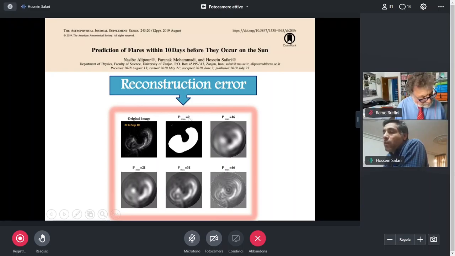For a maximum order number of 9, you see the overall shape of the feature appear, and by increasing the maximum order number, the fine structures and details of the image appear. We computed the reconstruction error, the difference between the original image and the reconstructed image. We found that a maximum order number of about 31 is the best one for our analysis.